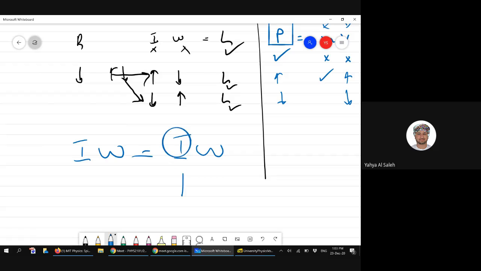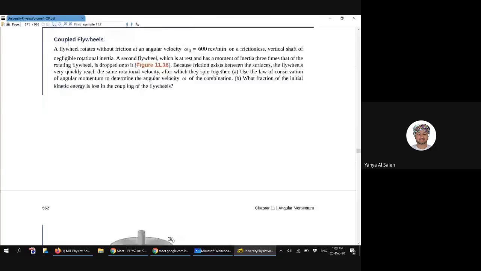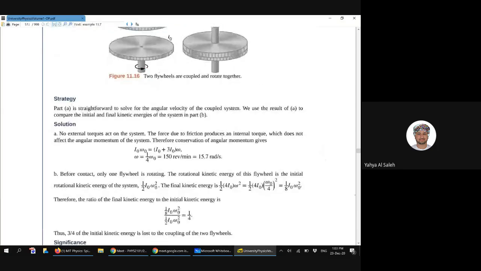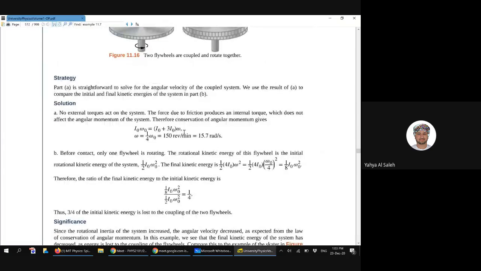Okay, since I went up, omega has to go down. And we'll see whether this happens or not. Initially, it was at 600 revolutions per minute. So we do I1 omega 1 equals I2 omega 2. We solve for omega, and we get 150 revolutions per minute. So omega naught divided by 4. So indeed, its velocity reduced to a quarter of what it was. Before contact, only one flywheel is rotating.